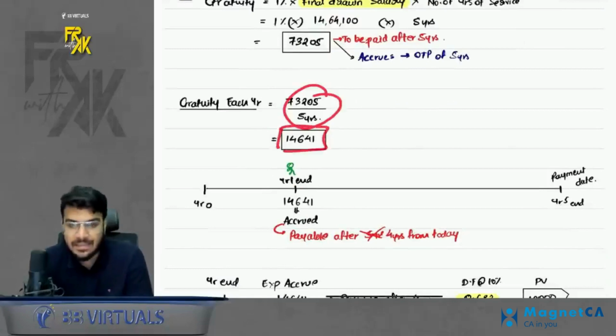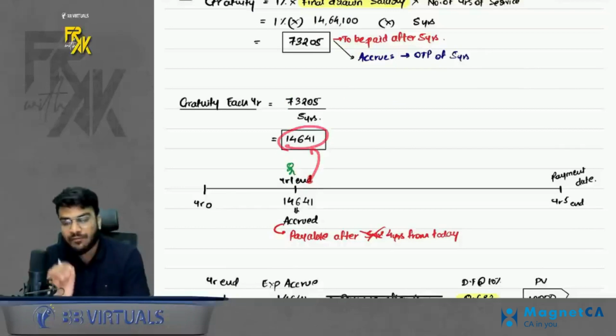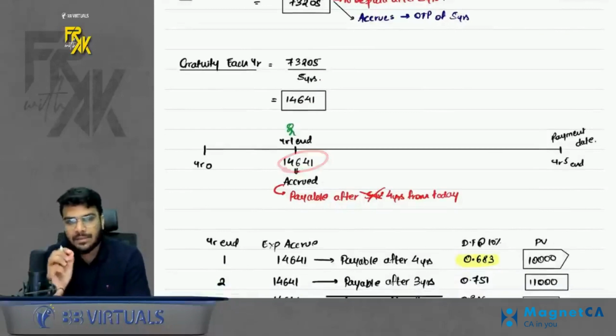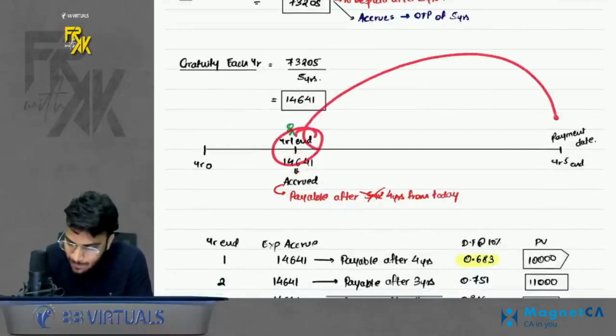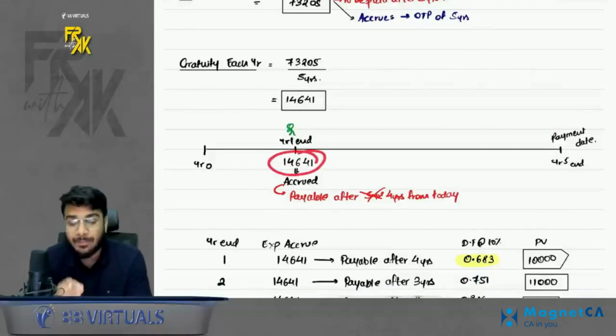So this is the expense each year. Let's say expense accrues on the year end. So this 14,641 will first accrue on the first year end. So we will have to book this. But the issue is this payment is going to be made after 5 years, after the 5th year end. So we will have to book this at present value only.